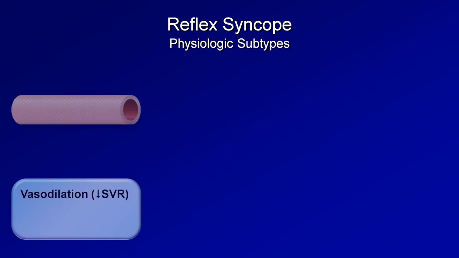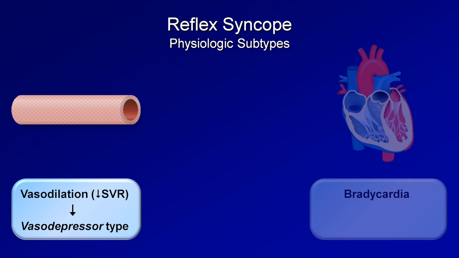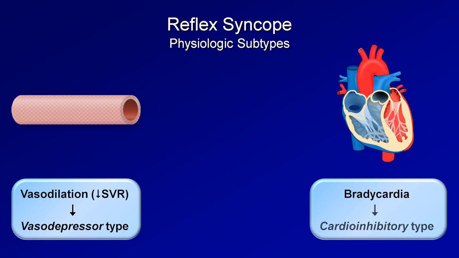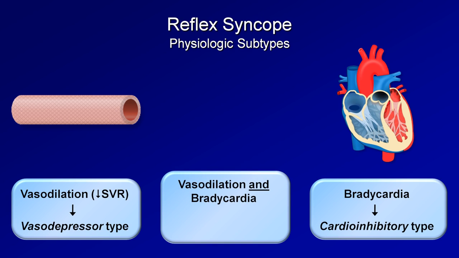In addition to clinical subtypes of reflex syncope, which are grouped based on trigger, there are 3 physiologic subtypes. When the primary abnormal physiologic response is inappropriate vasodilation, that's referred to as the vasodepressor subtype. If the primary abnormal response is bradycardia, that's referred to as the cardioinhibitory subtype. And if both vasodilation and bradycardia are prominent, that's referred to as mixed reflex syncope.